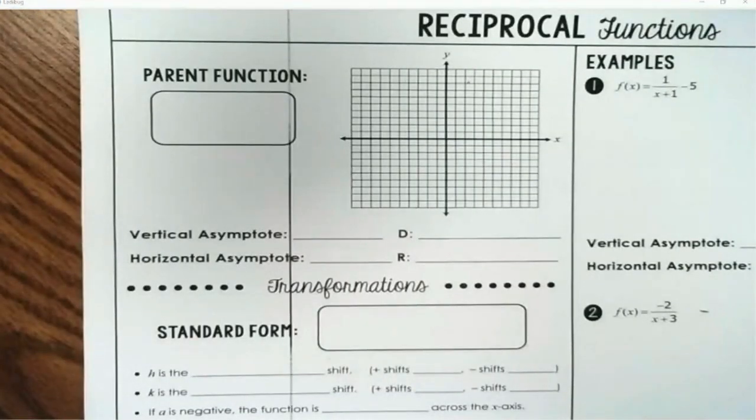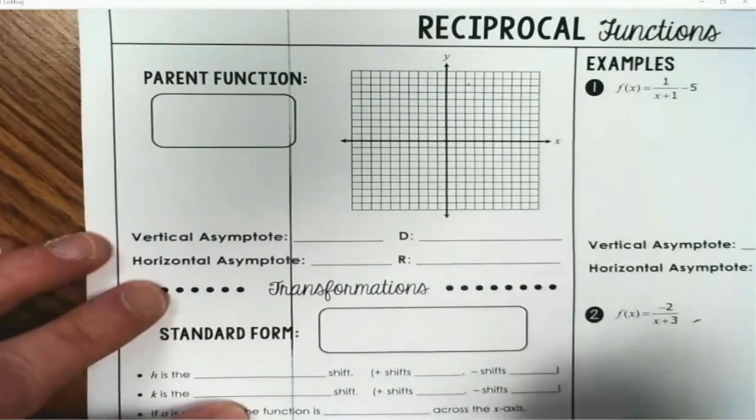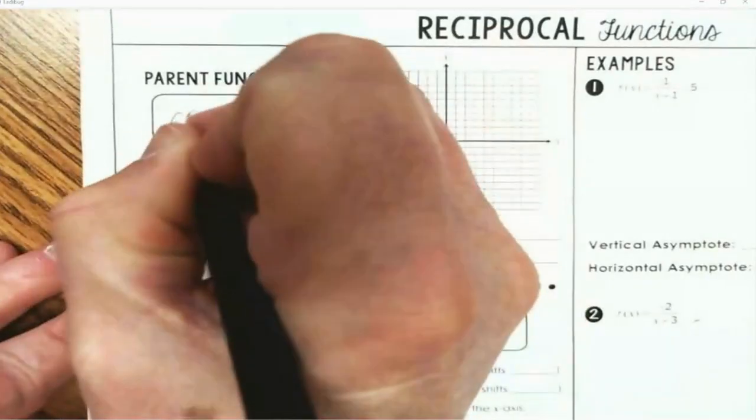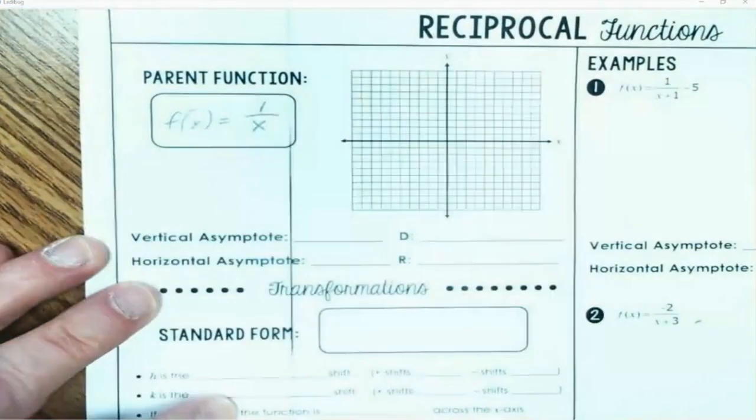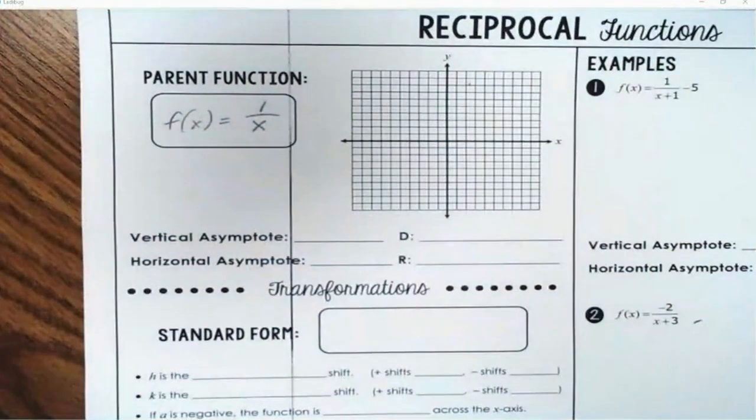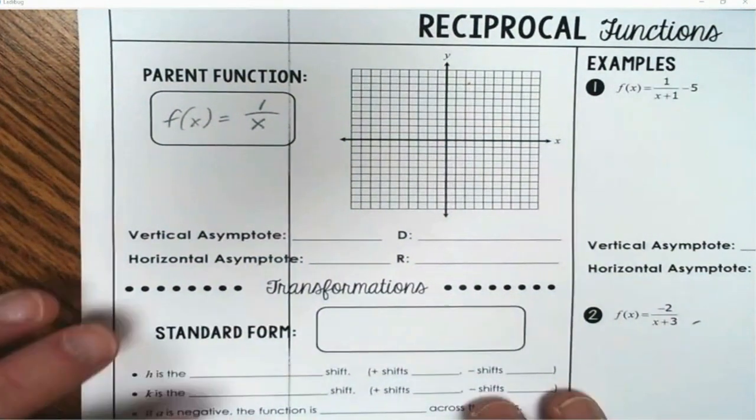So we're looking at reciprocal functions. Let's look at the parent function. It would just be f of x equals 1 over x. That's a reciprocal. The reciprocal of x is 1 over x. Now let's look at what the graph of that would look like.